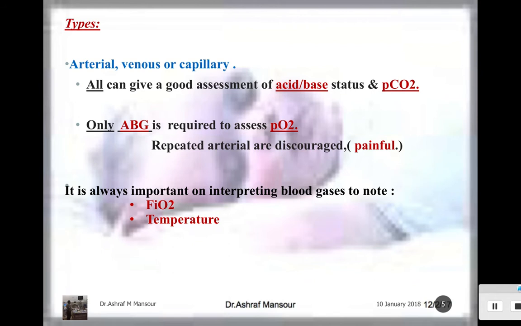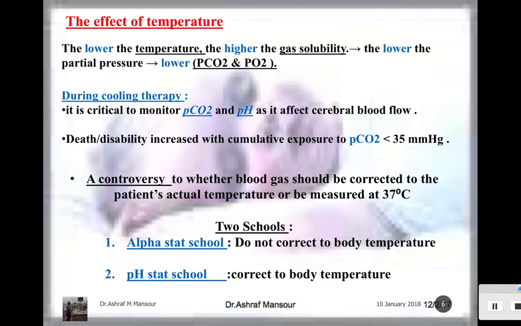During interpretation, you also have to consider the FiO2 at which the blood gas is done and the temperature. The result of PO2 may be the same for a baby who is receiving 21% and another baby who is receiving 100%, but there will be a different interpretation. And also for the temperature, because the temperature will affect the PCO2 and the PO2. From physics we know that the lower the temperature, the higher the gas solubility, so the lower will be the result of PCO2 and the PO2.